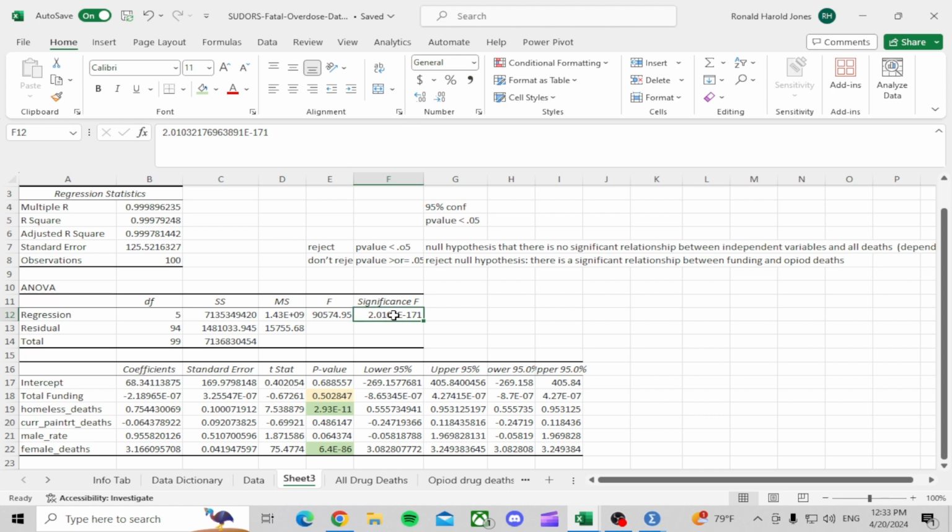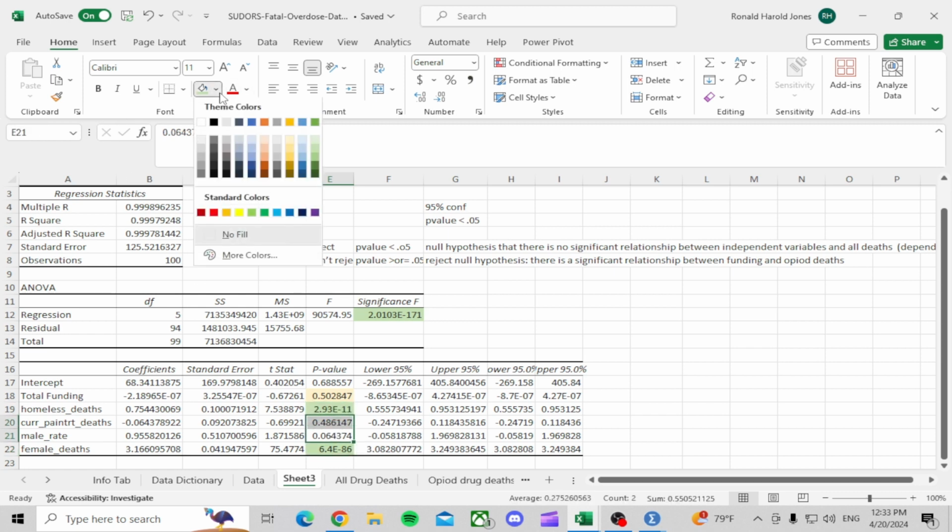And when we look at our significance, that is way below 0.05 as a whole. So this is a significant regression model. And homeless deaths and female deaths are significant, basically. This is what it's saying.